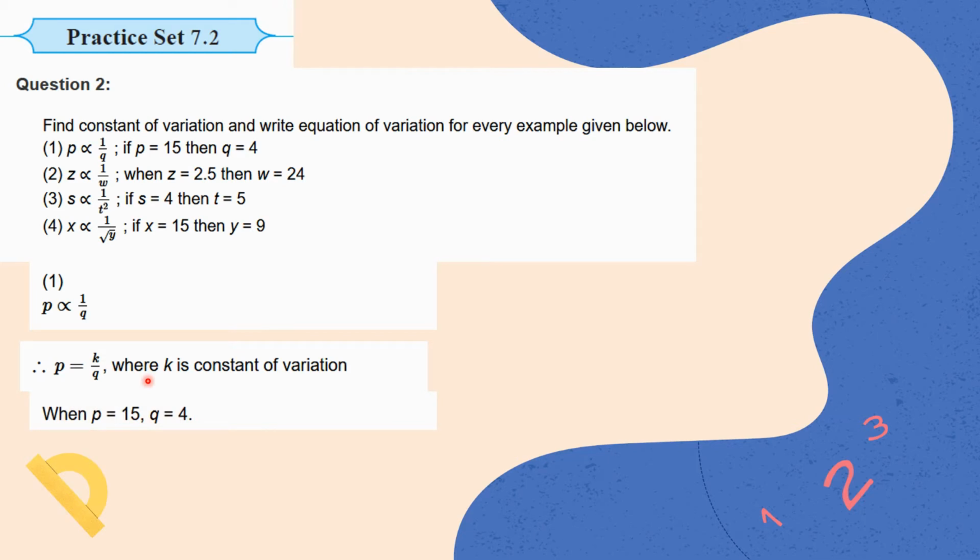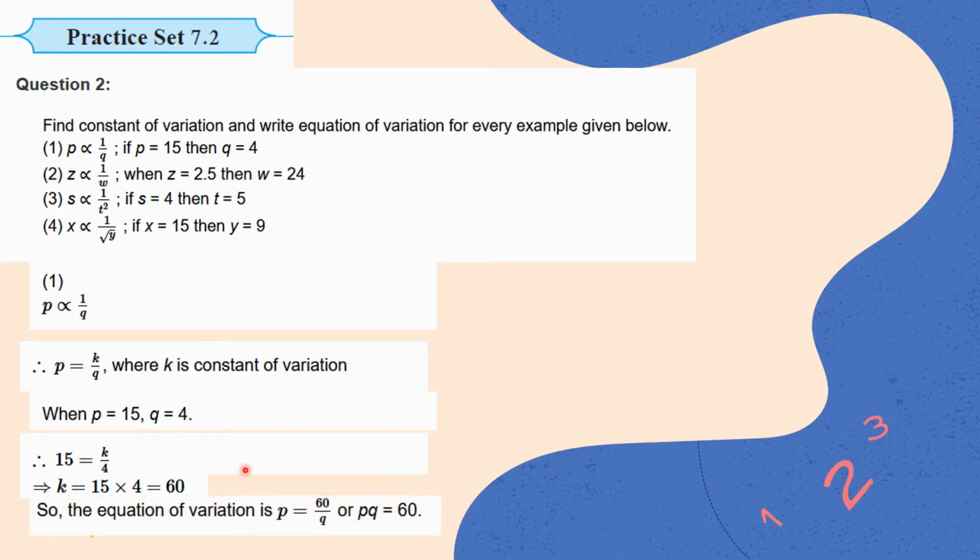Now in the question it is given P is equal to 15, Q is equal to 4. Substitute this in the equation of variation. So we have 15 is equal to k upon 4. You multiply both the sides by 4. So you have k is equal to 15 into 4, which is 60. So the value of k, that is the constant of variation, is 60. Substitute this in your equation of variation. You have P is equal to 60 upon Q, or PQ equal to 60. So our constant of variation is 60 and our equation of variation is PQ equal to 60.